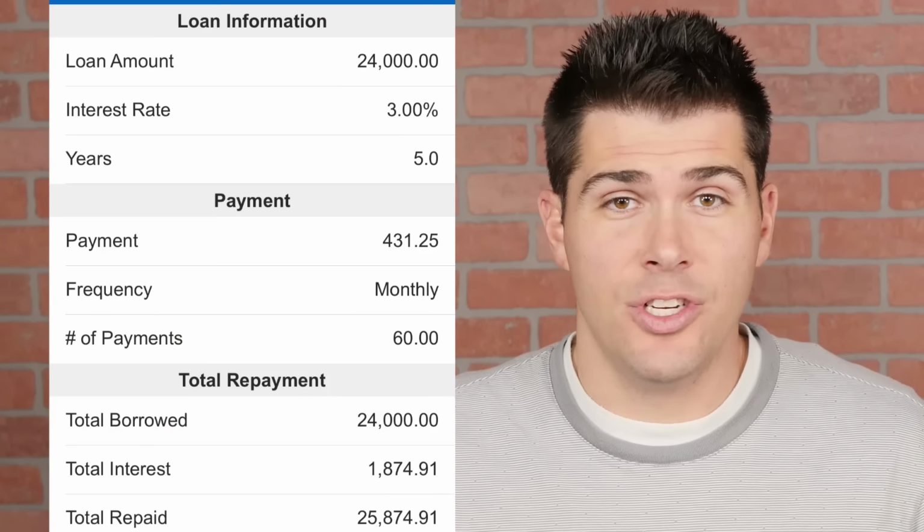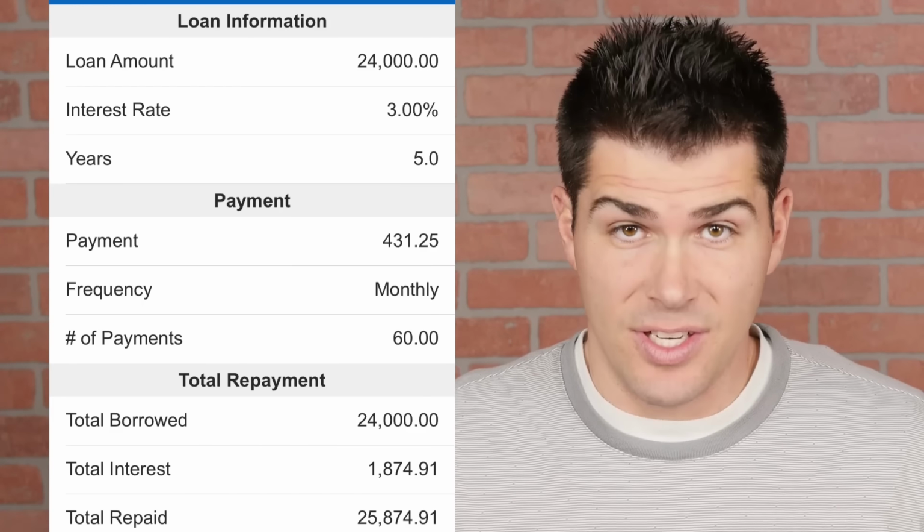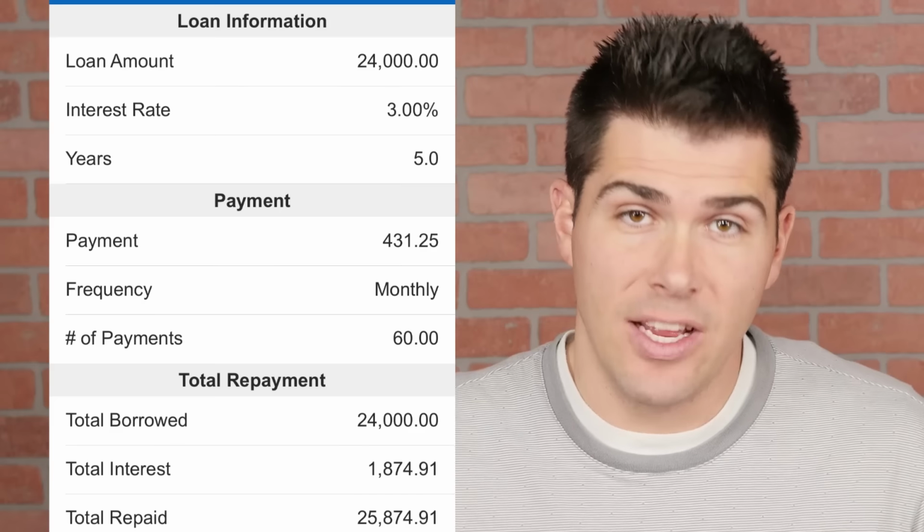Now, how did I get that number? It's really easy. You just have to look up a payment calculator online, plug in a few numbers, and you're done. I'll show you really quick on a loan app on my phone. The app is literally called Loan, and all you do is you just plug in the numbers. $24,000 at 3% over 60 months, or 5 years in the case of this app.